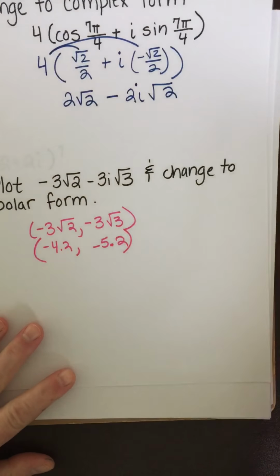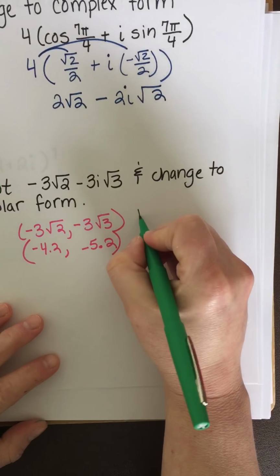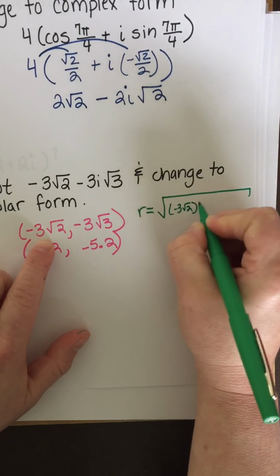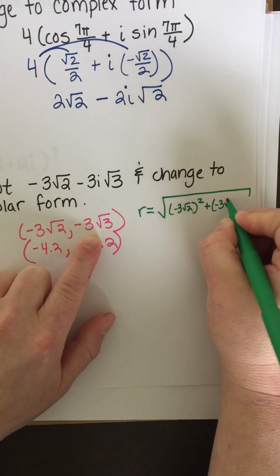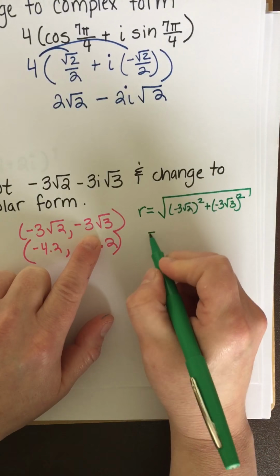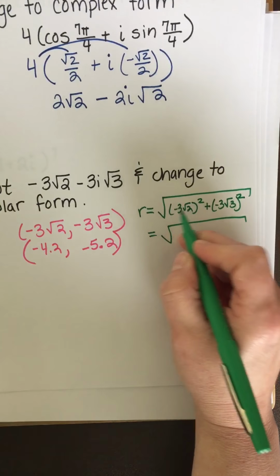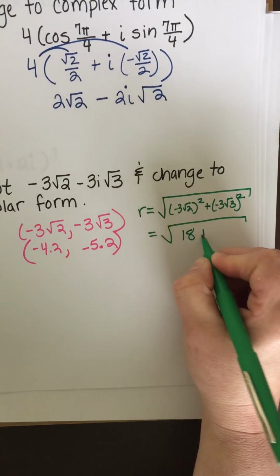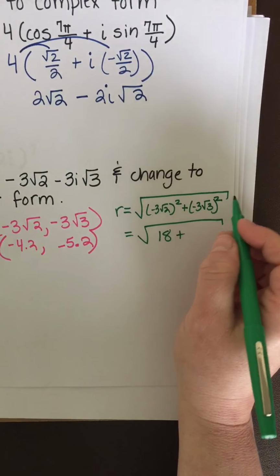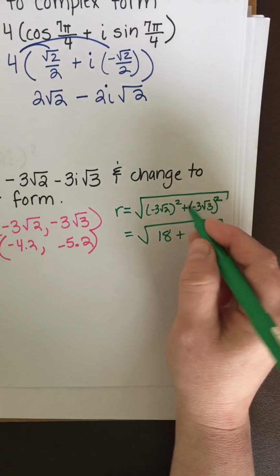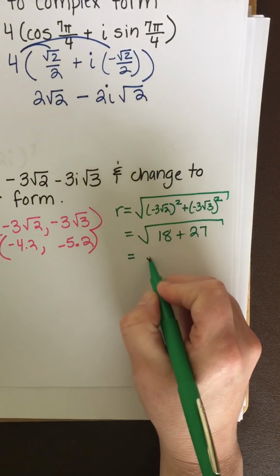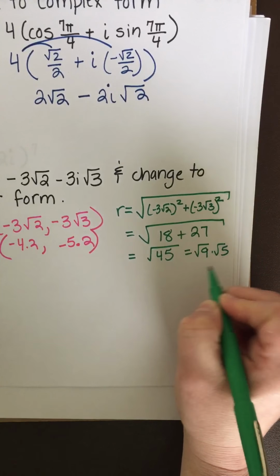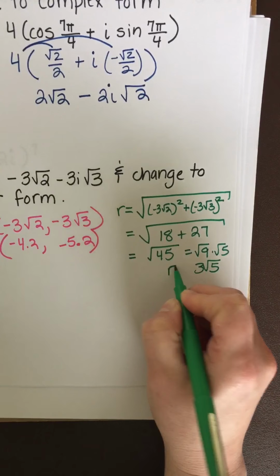So let's find r. r would be equal to the square root of negative 3 square root of 2 squared plus negative 3 square root of 3 squared. Remember, you're going to have to square both parts. So negative 3 squared is 9, and the square root of 2 squared is 2, and 9 times 2 is 18. Same thing over here. Negative 3 squared is 9, square root of 3 squared is 3, and 9 times 3 is 27. So that would be the square root of 45. I can think of that as the square root of 9 times the square root of 5, which would be 3 times the square root of 5 for r.